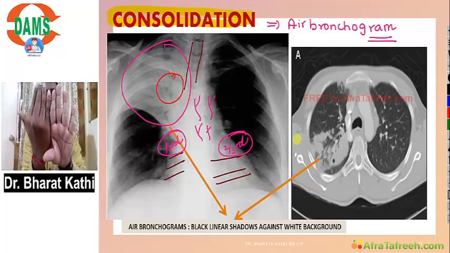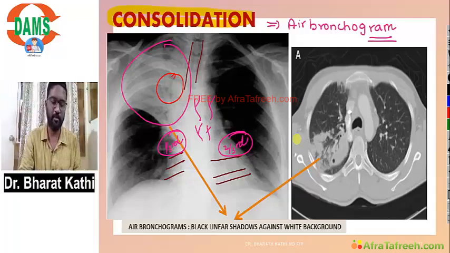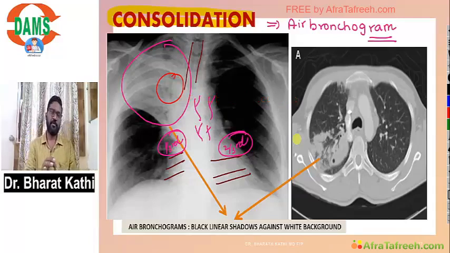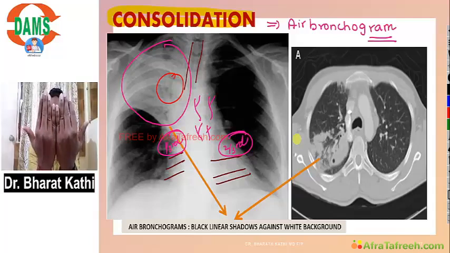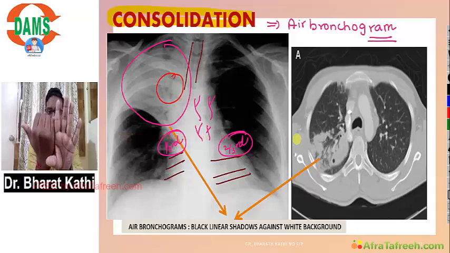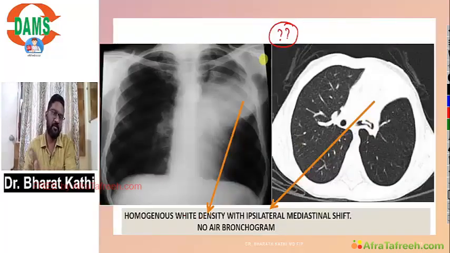Alveoli will fill with secretions. Now against this whitish background, air in the bronchus is clearly seen. This is called an air bronchogram. So why are air bronchograms not seen in a normal chest X-ray? Because the bronchus is filled with air, it is black. Alveoli are also filled with air, they are black. So there is no contrast difference. In pneumonia, alveoli are filled with secretions and appear white. Against this whitish background, air in the bronchus is clearly seen. Now with this background, can anybody tell me what is the diagnosis here?